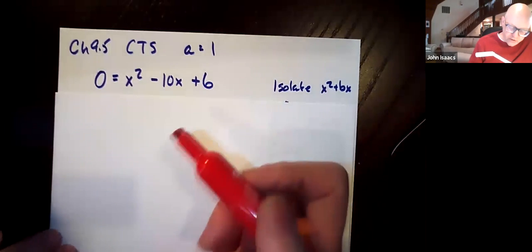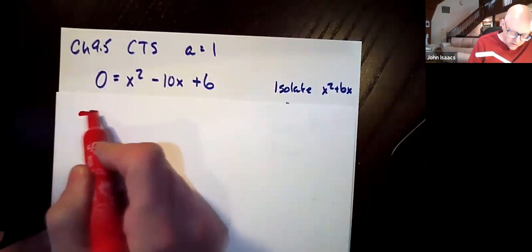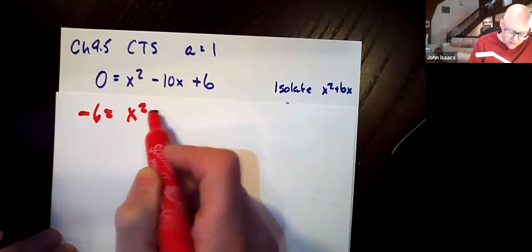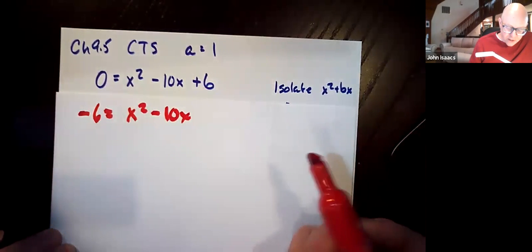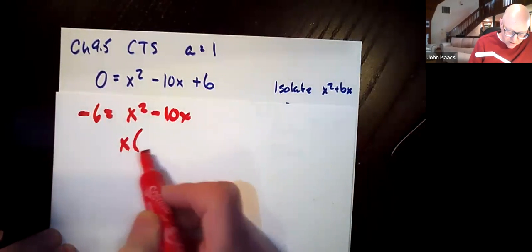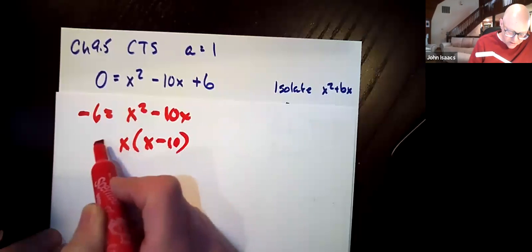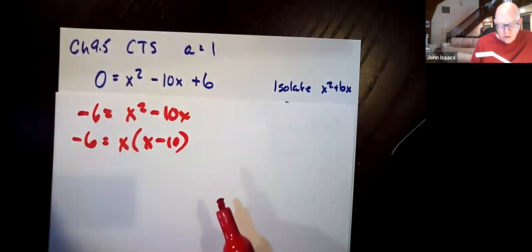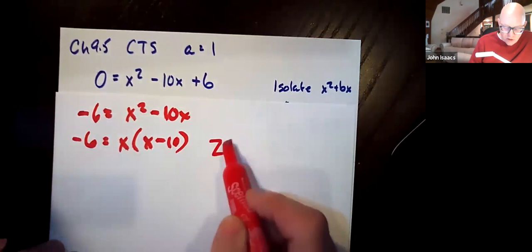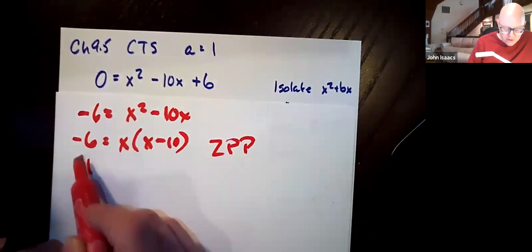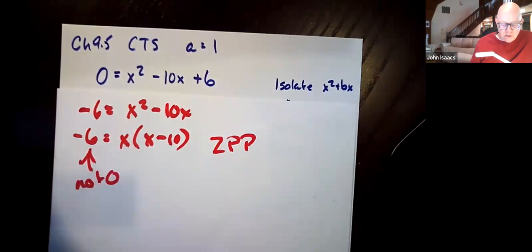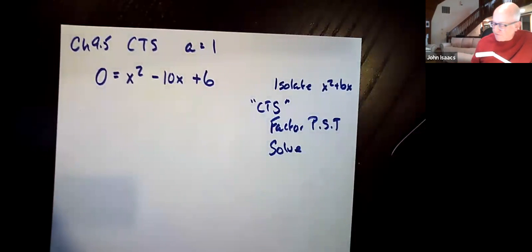So maybe you want to try this. Maybe you want to subtract 6. Minus 6 equals x squared minus 10x. And then maybe you want to factor this, like x times x minus 10 equals negative 6. Now, remember, we've gotten to situations like this before, and we use the zero product property. But this needs to be 0, and this is not 0. So we can't go about it this way. This won't work.